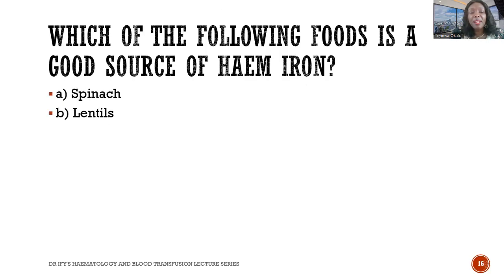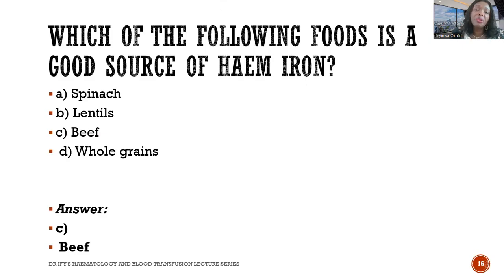Which of the following food is a good source of heme iron? Spinach, lentils, beef, whole grain. Answer C, beef is a very good source of heme iron. Remember, heme iron is found in food of animal origin.